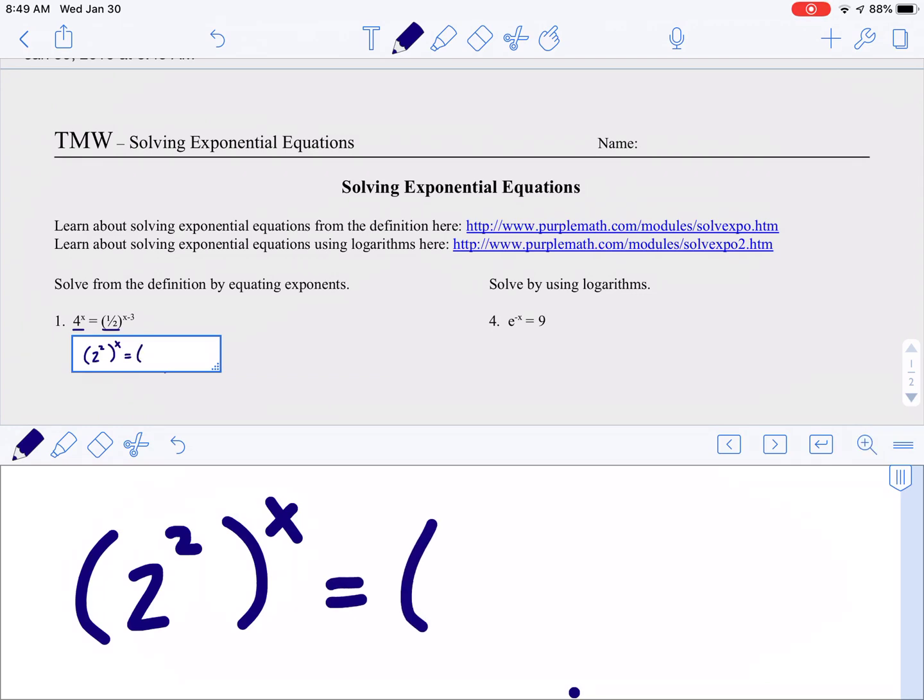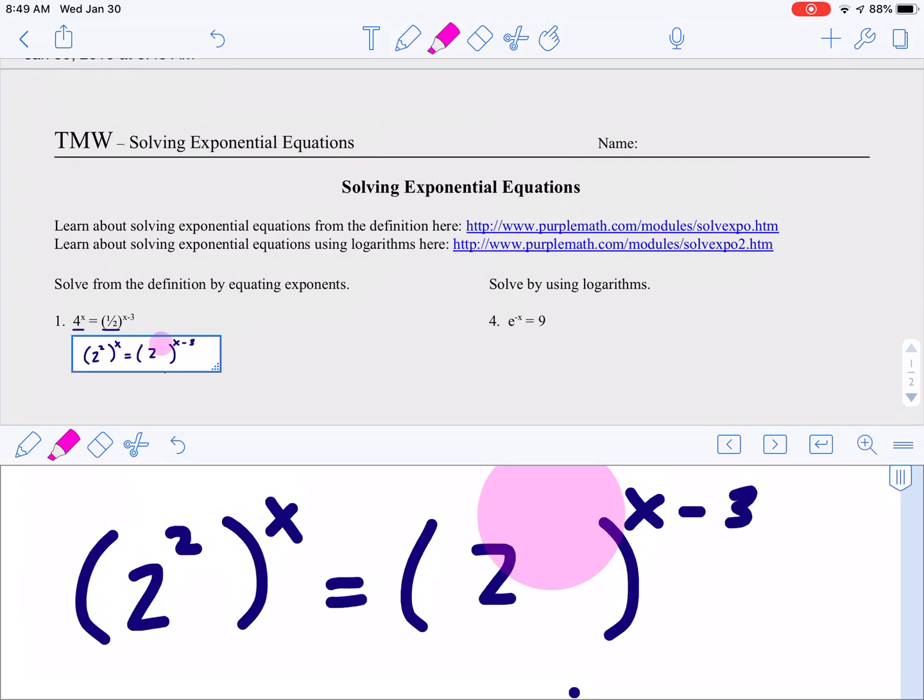1/2 then must also be able to be written as a power of 2 to the x minus 3 power. Our question is going to be to figure out what power goes here. What power of 2 gives us 1/2? Well, hopefully we recall that that is 2 to the negative 1.